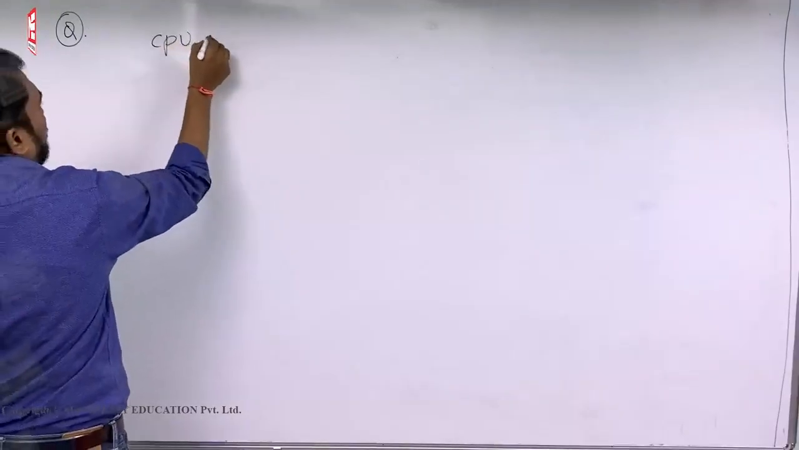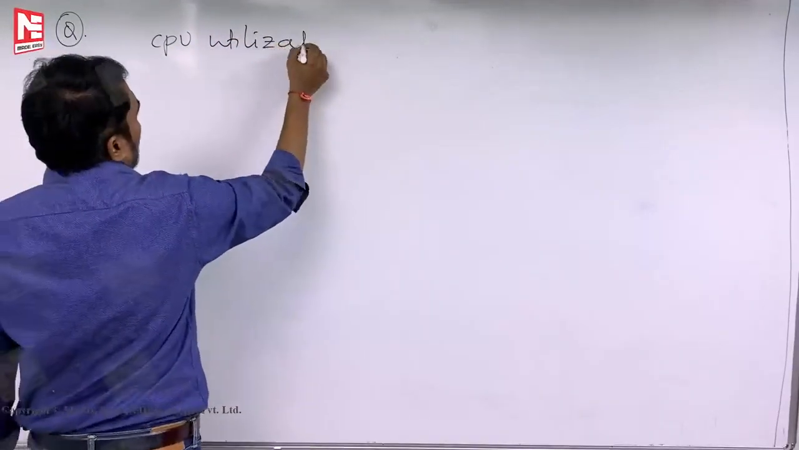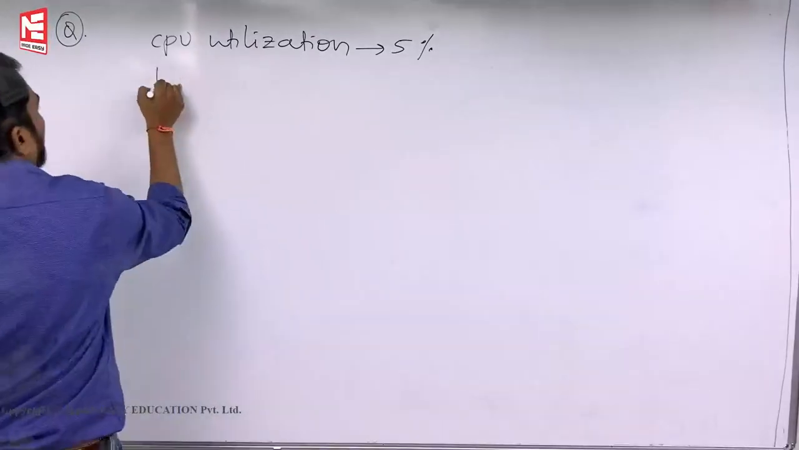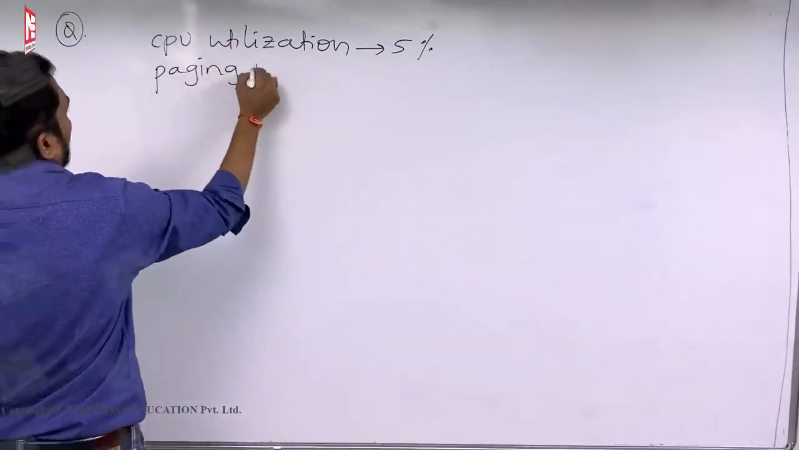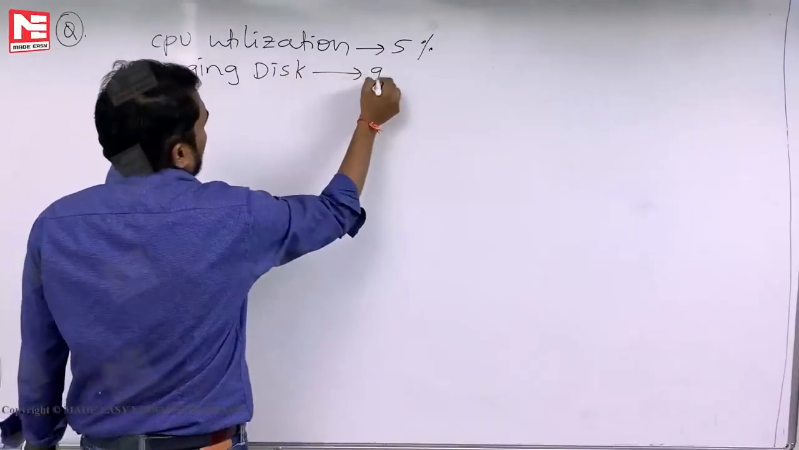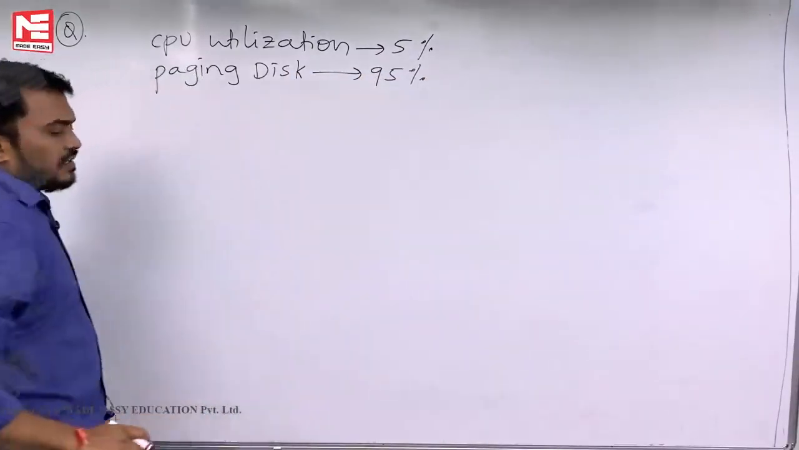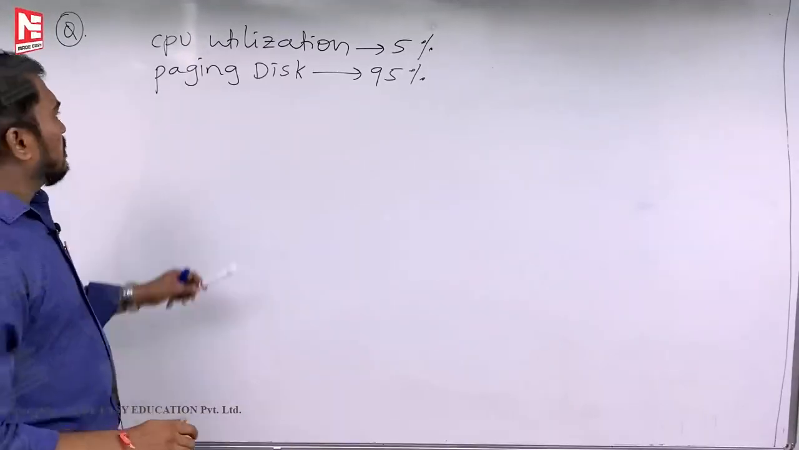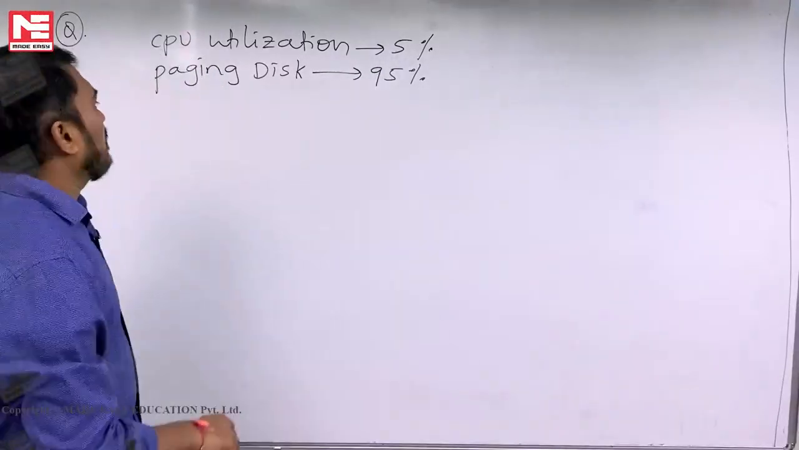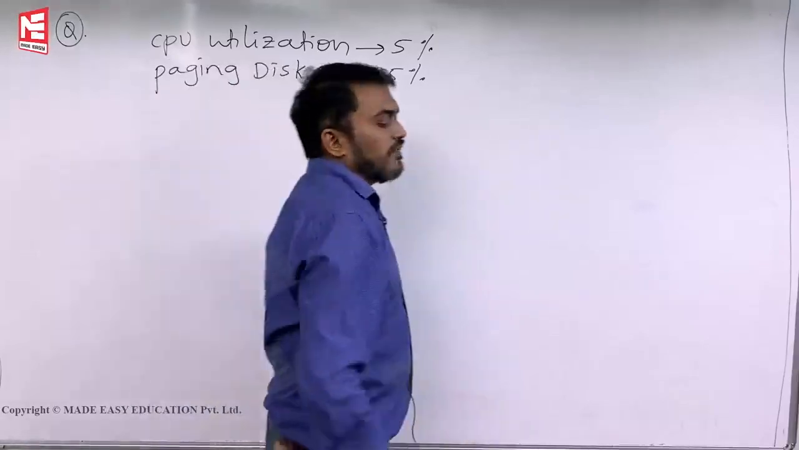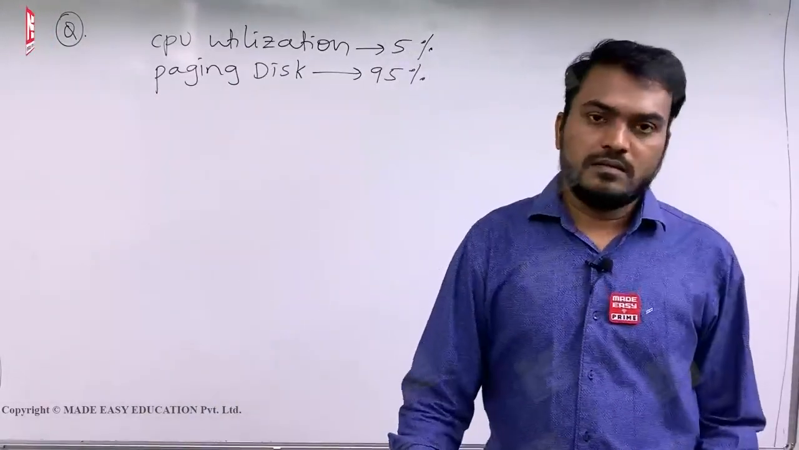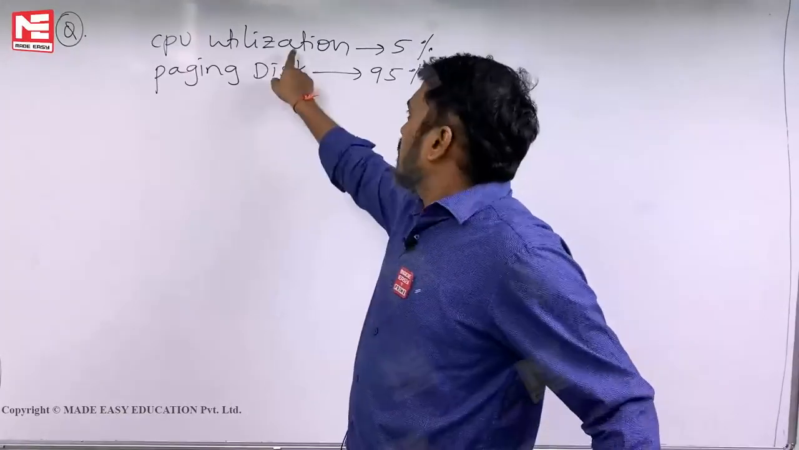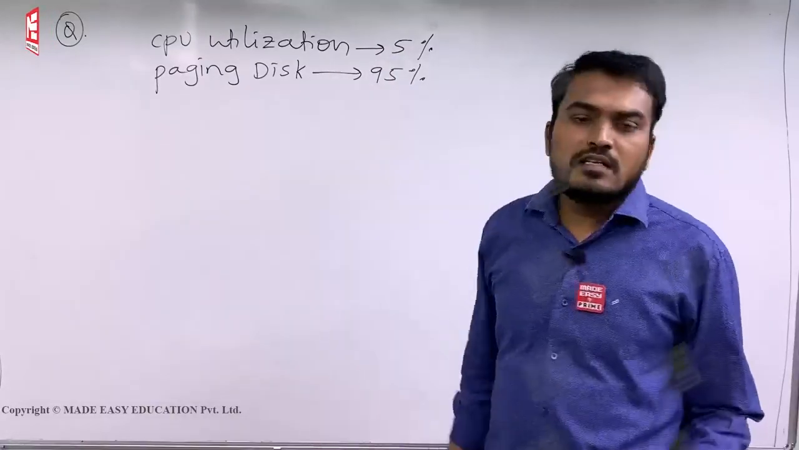Note down: CPU utilization is 5%, paging disk is 95%. Okay, CPU utilization is 5% and paging disk is 95%.